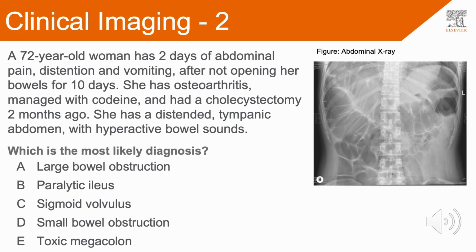Which is the most likely diagnosis? A. Large bowel obstruction. B. Paralytic ileus. C. Sigmoid volvulus. D. Small bowel obstruction. And E. Toxic megacolon. So pause the video here and give yourself about 30 seconds to go through the correct answer. So the correct answer is D, small bowel obstruction. And we'll go through why in the following slides.